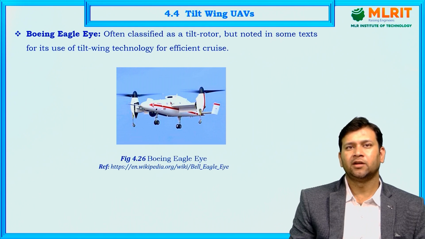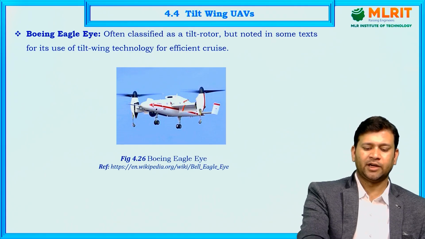Boeing Eagle Eye, which is often classified as tilt rotor but noted in some text for its use of tilt wing technology for efficient cruise. In this case, even this wing can be moved.